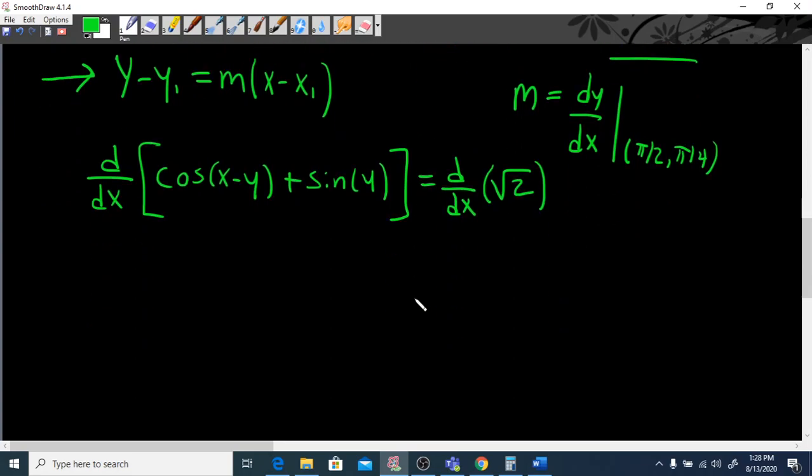All right. So here we go. So term number one, the outermost function is cosine. Derivative of cosine is negative sine. Keep the inside the same. And now we go inside and take the derivative of everything here with respect to x. So the derivative of x is going to be 1 minus, and then this is going to be dy dx.